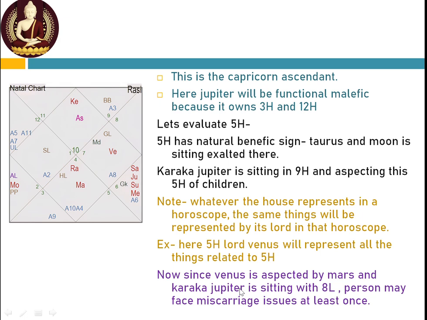Since Venus is aspected by the Mars and Karaka Jupiter is sitting with the 8th lord, this person may face miscarriage issues at least once. Yes, miscarriage may be there at least once. Sign Virgo is already there. Also Mercury owns the 6th. Mercury is also the 9th lord, so promise will be there, but because Jupiter is functional malefic, it will at least once behave as functional malefic, and that's why the person may face miscarriage.